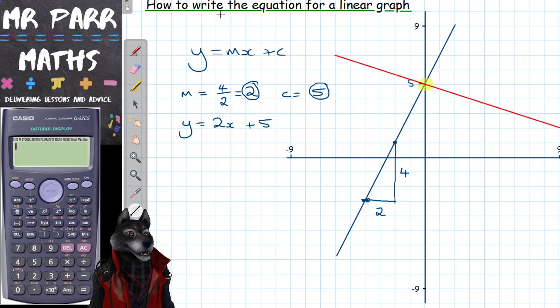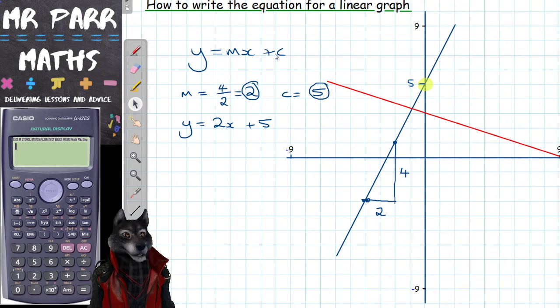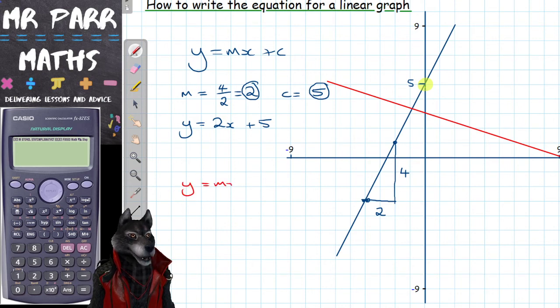In fact, I'm going to move that and bring it down to here. There we go. Right, so let's try this one. Again, we know it's got to be in the form of y equals mx plus c. We need to find m and we need to find c. C again, straight away, just go for that. So 1, 2, 3. So that's got a c value of 3.